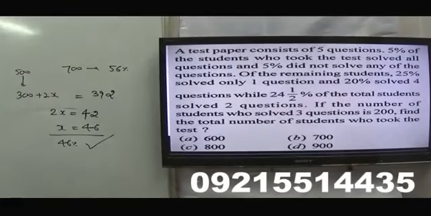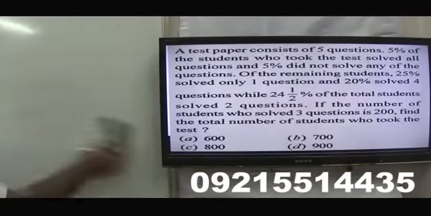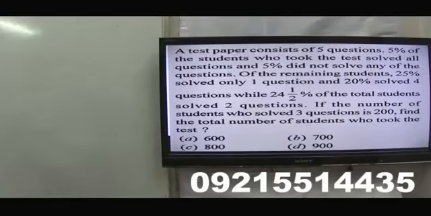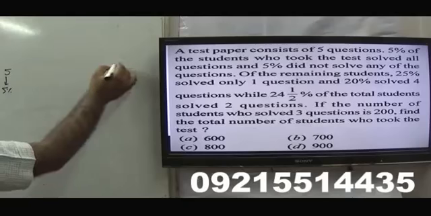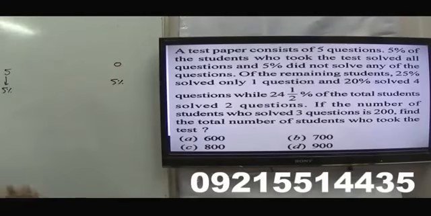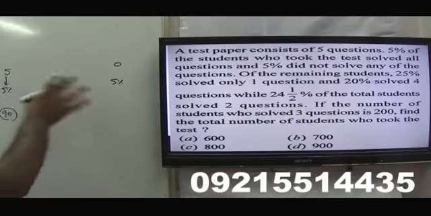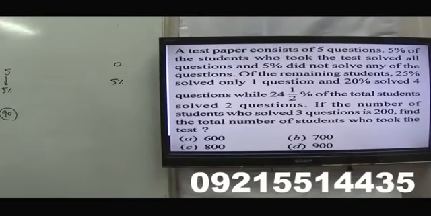The next problem here is, it is given that a test paper consists of 5 questions. 5% of students took the test and solved all questions. 5 questions, 5%, 0 questions, 5%. Of the remaining students, 25% solved only 1 question. Now here the term is of remaining, so I can say that is 90 up to here. Out of 100, 5 and 5 have been left, now we are being left with 90%.